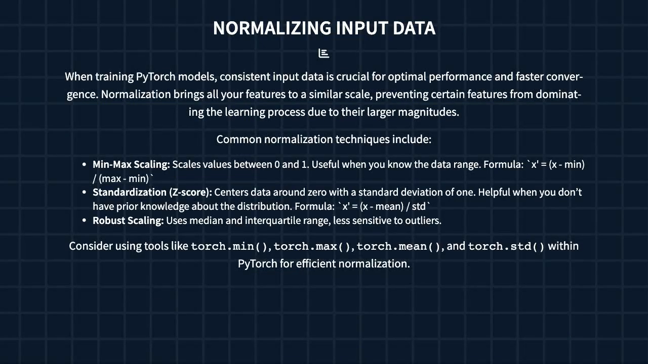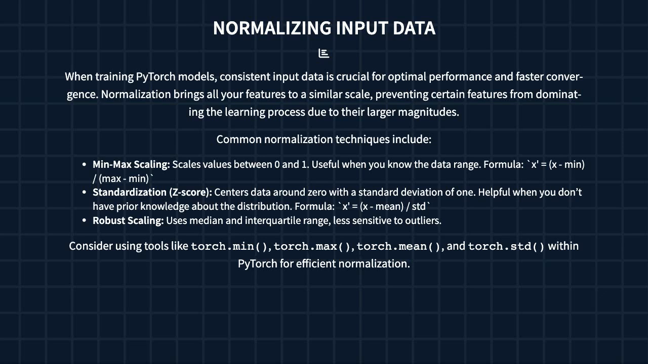Okay, let's talk about getting your data ready for a PyTorch model. One of the most important things is to normalize it. Basically, make sure all your features are on roughly the same scale. Why? Well, if you have one feature that's way bigger than everything else, it can easily dominate the training process and slow down learning. There are a few common ways to do this.